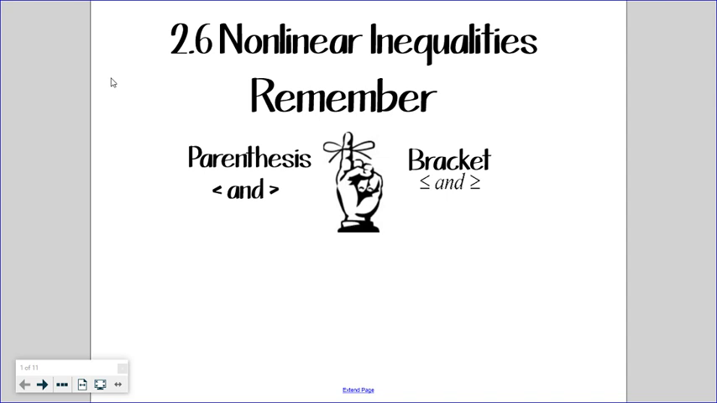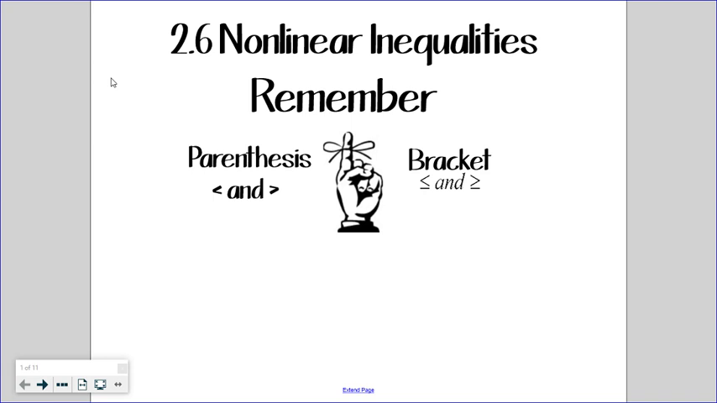All right, today we are going to take a look at nonlinear inequalities. One of the few reminders that I'm going to give you here at the beginning is, back when we were learning things like domain and range, we talked about when we use parentheses versus brackets. So just a reminder that if we have a less than or a greater than, we use parentheses to indicate that we do not include that number.